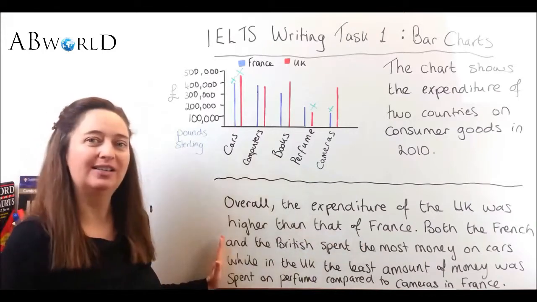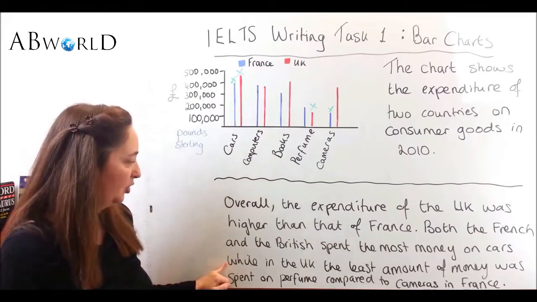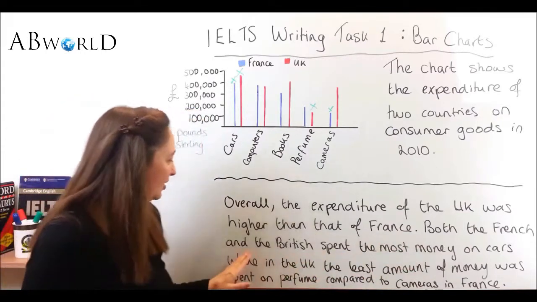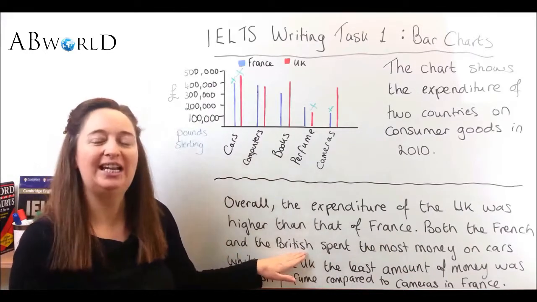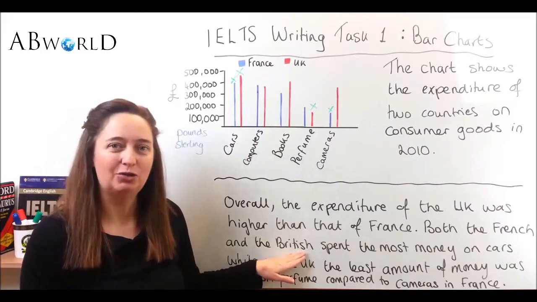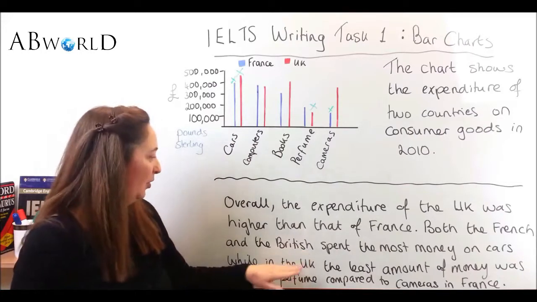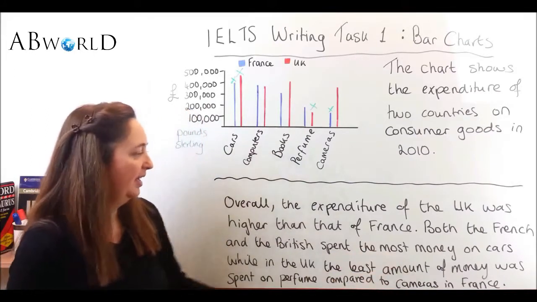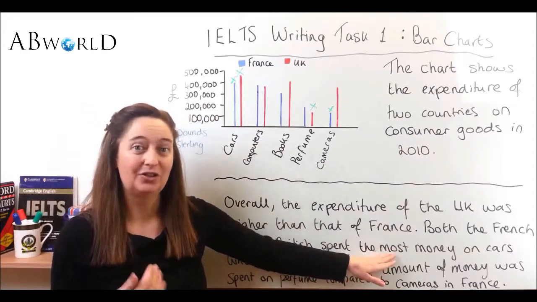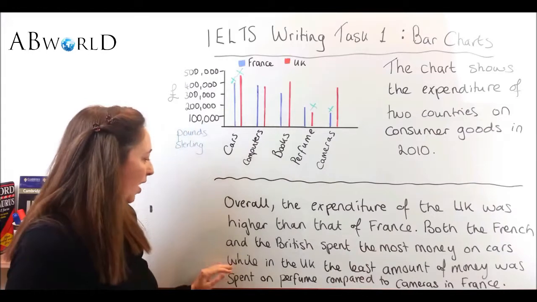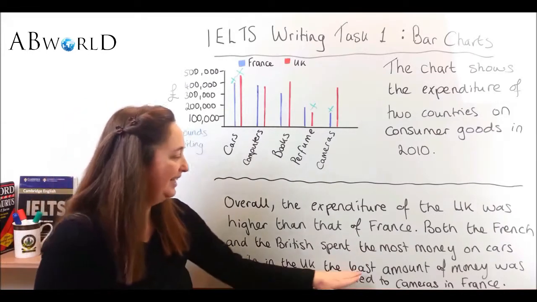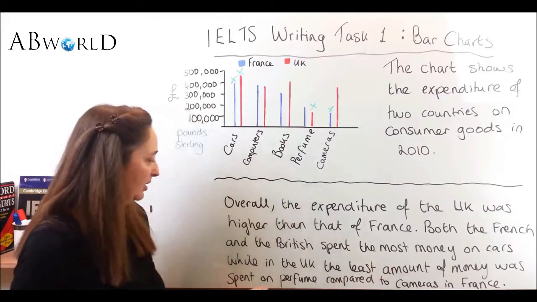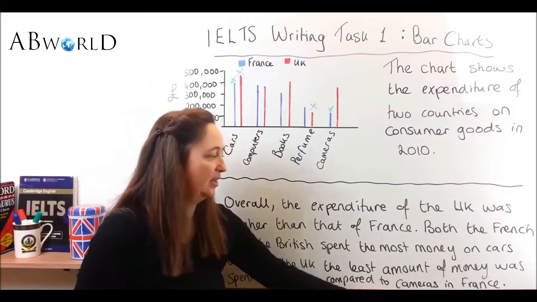Now we look at the next part. This is quite a long sentence and it's connected with two linkers. We've got while and compared to. So let's have a look. We've got both the French and the British. So here I've changed it. Instead of giving the name of the country, I'm using the nationality. Both the French and the British spent the most money on cars. And here we've got a superlative, so the highest, the most. While in the UK, the least, again this is a superlative, the least amount of money was spent on perfume compared to cameras in France.